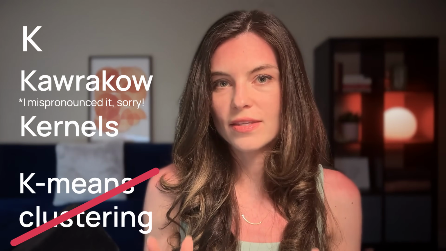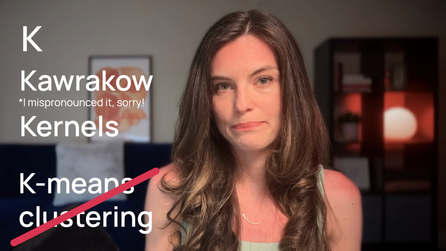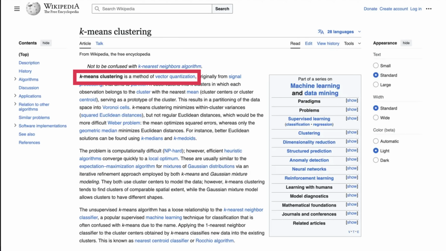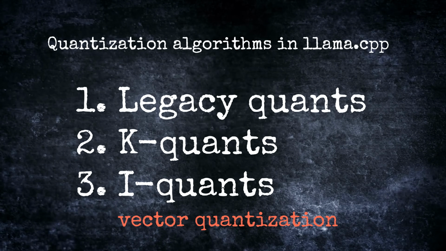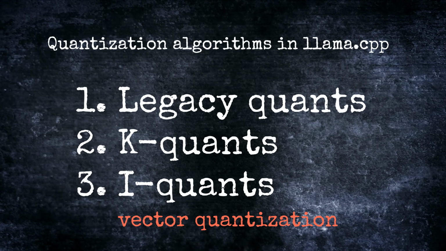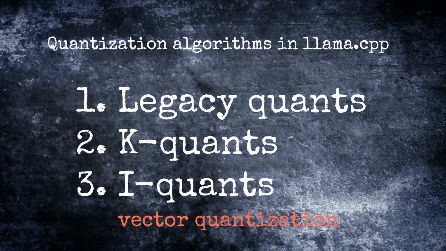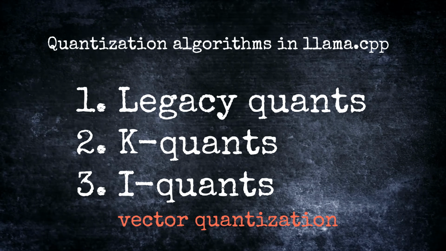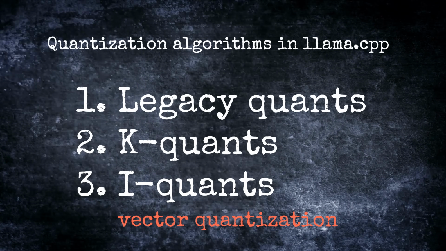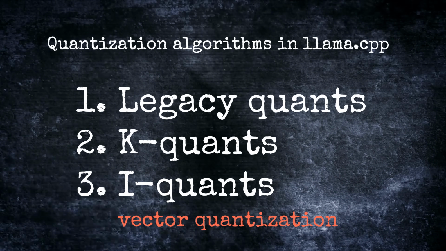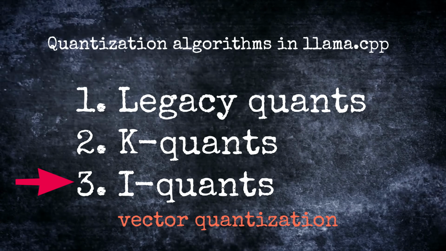Here's where I think this misunderstanding comes from. K-means is a specific type of vector quantization, which I'll explain in a bit. Vector quantization is what I-quants use, not K-quants. So the fact that K-means and K-quants share a letter is just an unfortunate coincidence. So then, let's move on to I-quants.